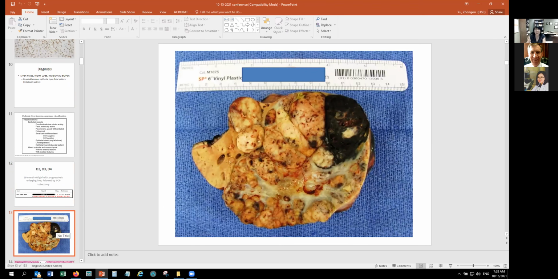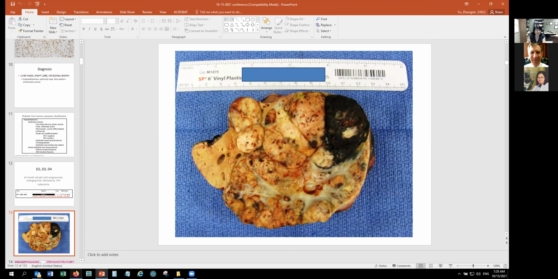This resection, gross of the cut surface. This is a little bit of residual normal liver. This is a large tumor, very nodular, lobulated. I have some myxoid area, and some pigment here. It's not necrosis, it's not hemorrhage. This is pigment, lots of pigment. And this area is probably osteoid production.